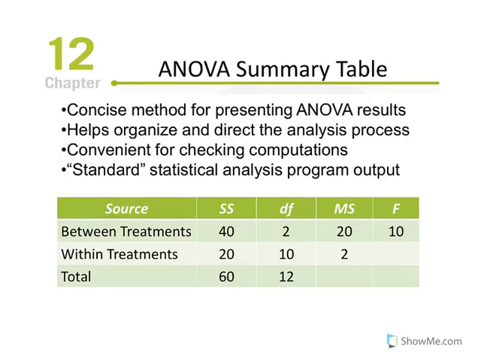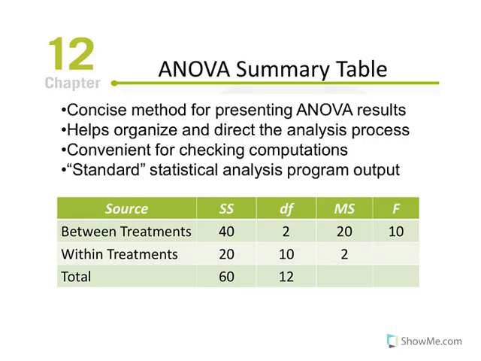Here is an ANOVA summary table. It presents information in a very concise presentation. It helps organize and direct the analysis process. It's convenient for checking computations, and it's considered a standard statistical analysis program output.